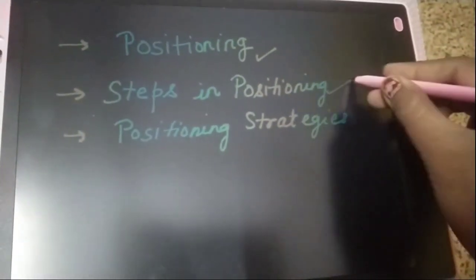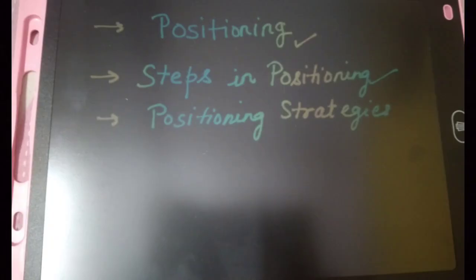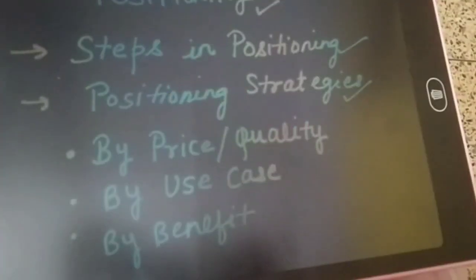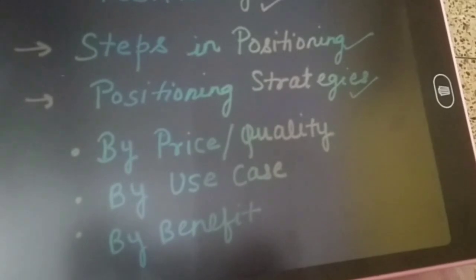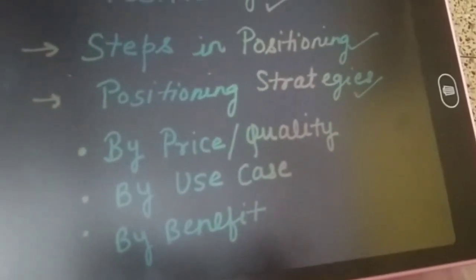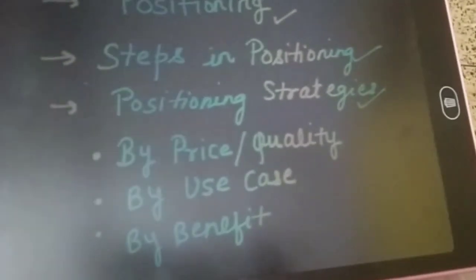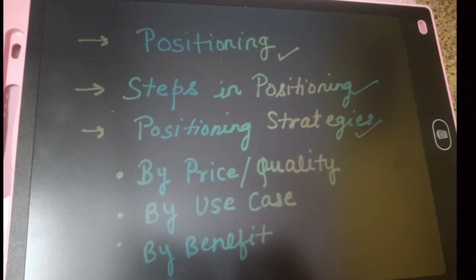Steps in positioning. Define the unique value proposition, means what makes the product better or different. Second point is identify the customer needs or problems the product solves. Third one is communicate the value effectively through marketing and branding. Positioning strategies. By price or quality, premium product or value for money. Second point is by use case, specific situations or needs the product meets. Third one is by benefit. Focus on a key benefit such as comfort or eco-friendliness.